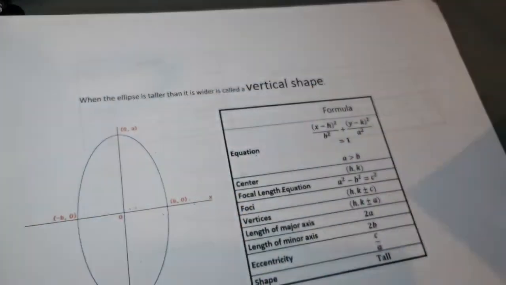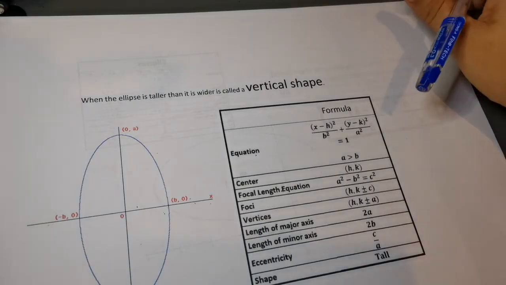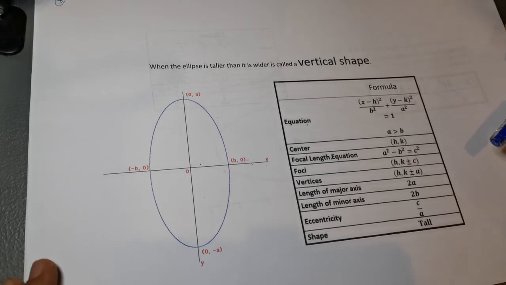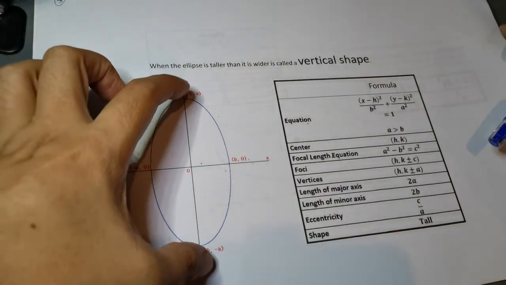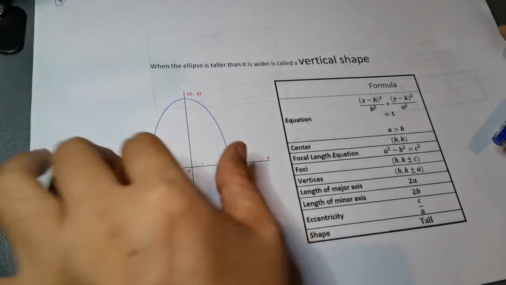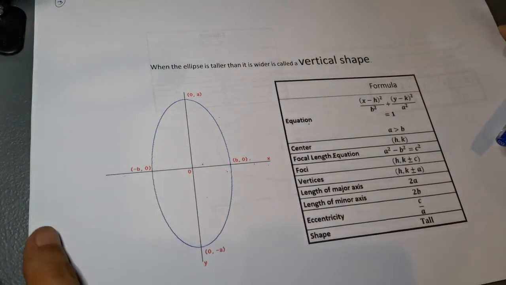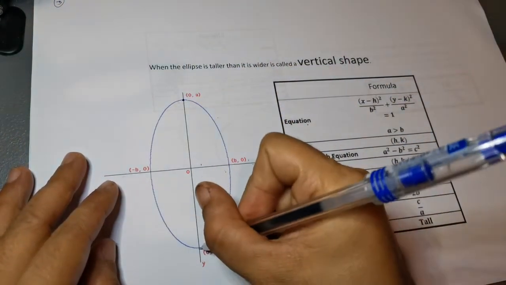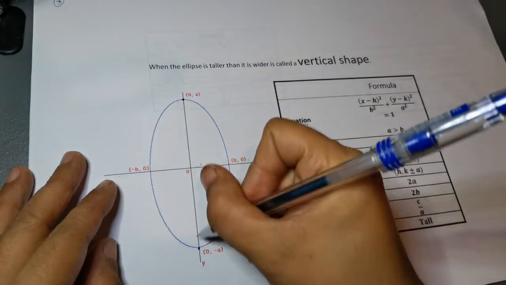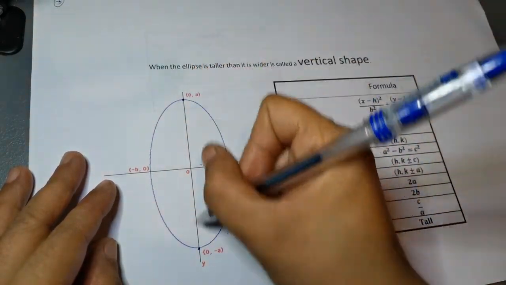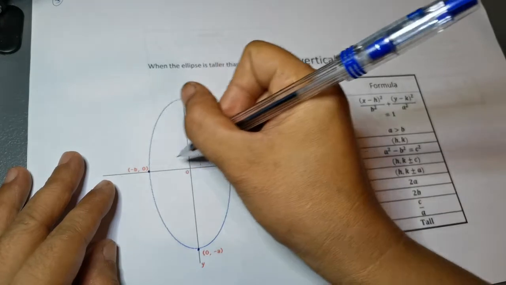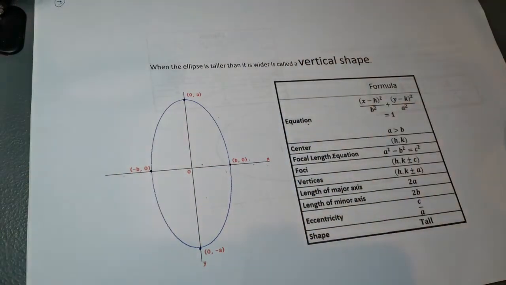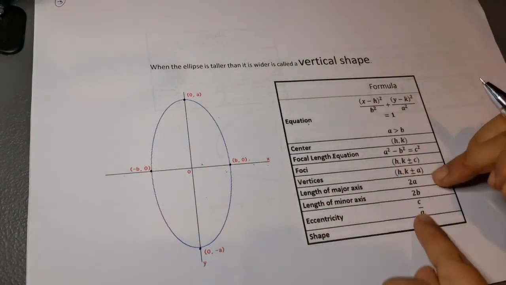Okay? Next, we are done with our first two slides. Ngayon naman, meron tayong vertical shape or vertical ellipse. Kapag naman ang ellipse natin ay taller rather than it is wider, then it is a vertical ellipse. Okay? So, again, sabi ko kanina, ang A ay laging nasa major axis. So, ang major axis natin ngayon ay parallel sa x-axis. And then, ang minor axis natin ay nasa x-axis. Ayan.